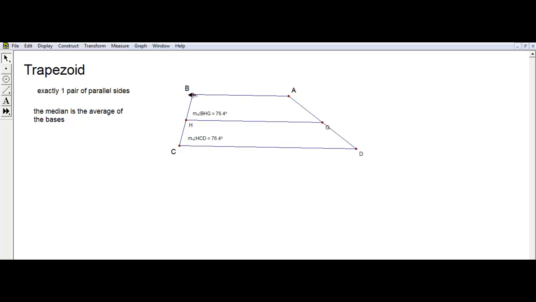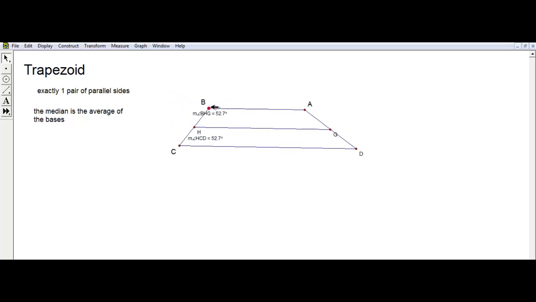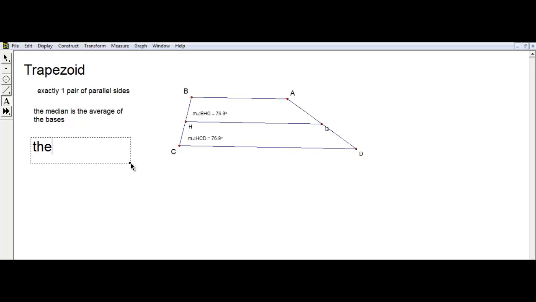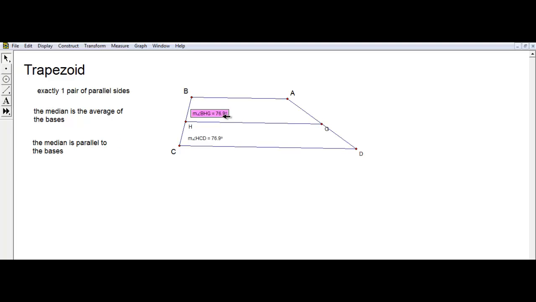And again, we can move the trapezoid and we still have the median parallel to the bases. Let me write that over here. One other thing then, the area of a trapezoid is 1/2 the height times the sum of the bases. So let me write that.